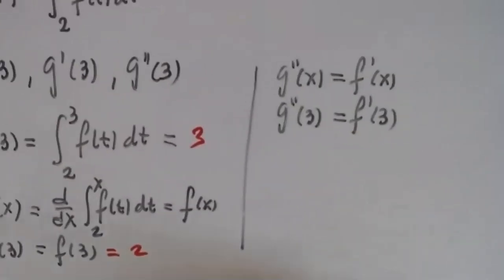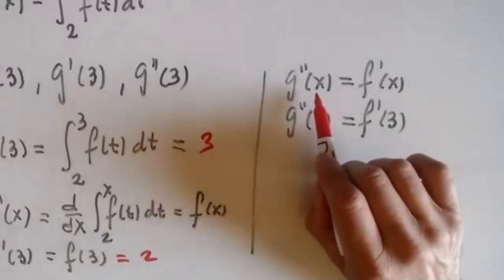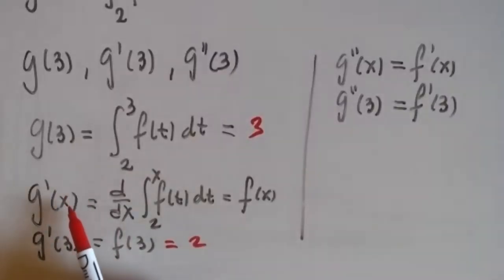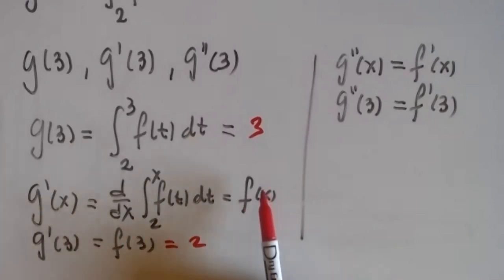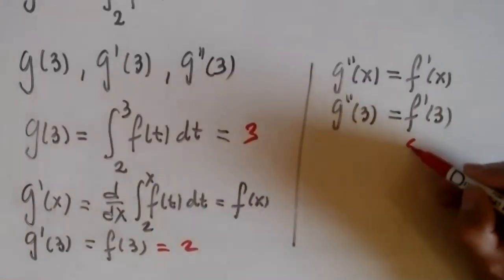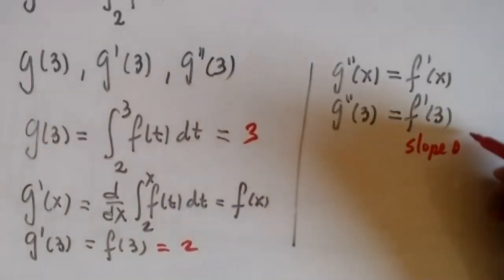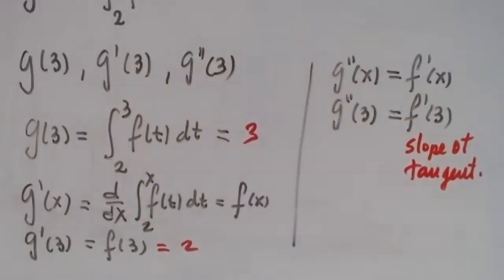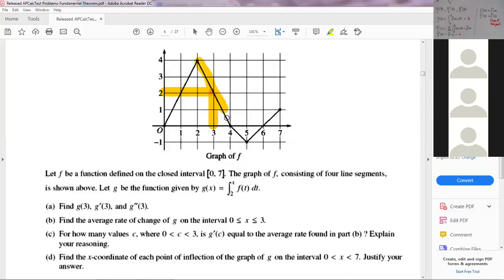Now the last one. g double prime is f prime of x, because g prime of x is f of x, so the derivative of this one is right here. So I have to find f prime of 3. This is the slope of the tangent. Okay, let's go to the graph. What is the slope of this tangent?